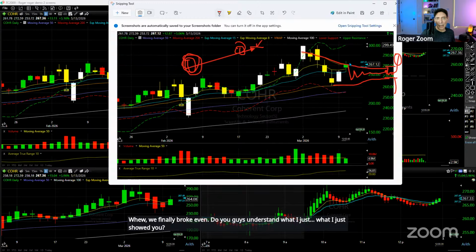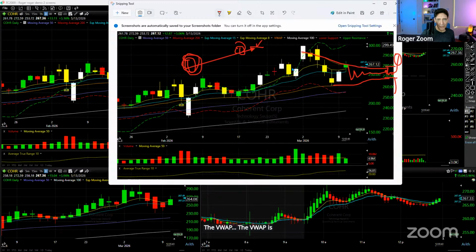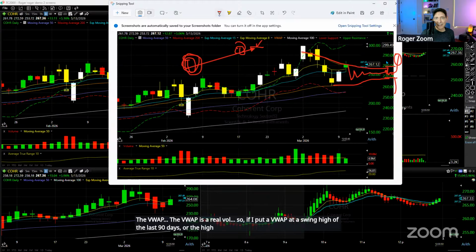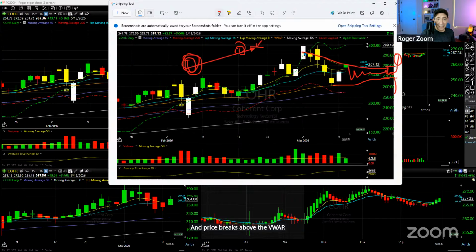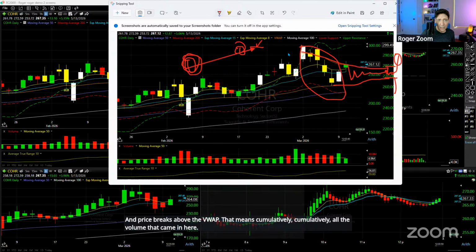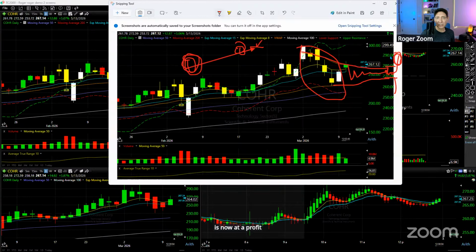Do you guys understand what I just showed you? The VWAP is a real volume. So if I put a VWAP at a swing high of the last 90 days or the highest high, and price breaks above the VWAP, that means cumulatively, all the volume that came in here is now at a profit right here. That means there's no bag holders. That means blue skies.